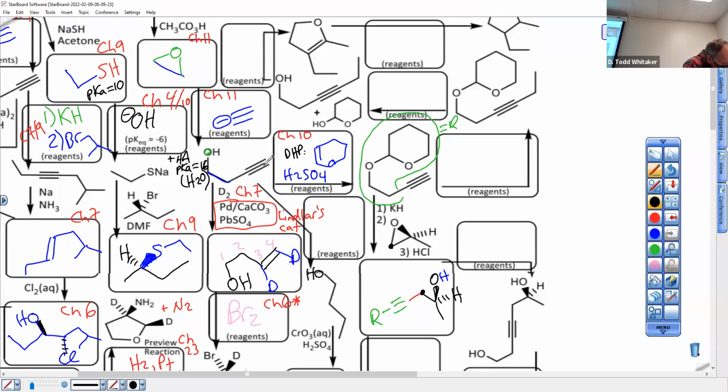How do you take an alkyne and make it into an alkane? That's what's happening. Hey, don't waste money on Lindlar's catalyst this time. You want to reduce both pi bonds. H2, Pt, end of story. Chapter 7 also.